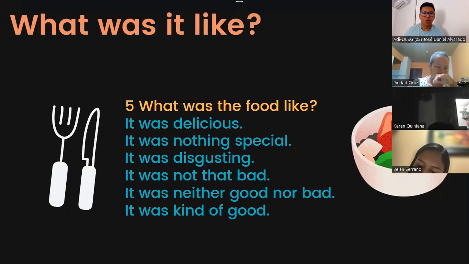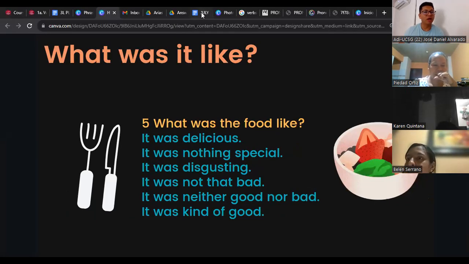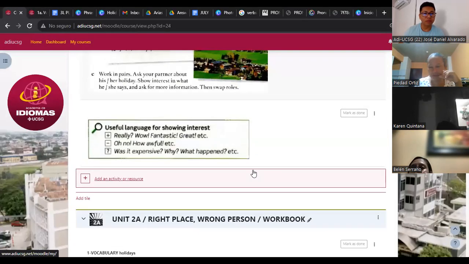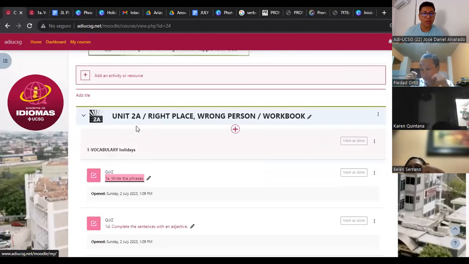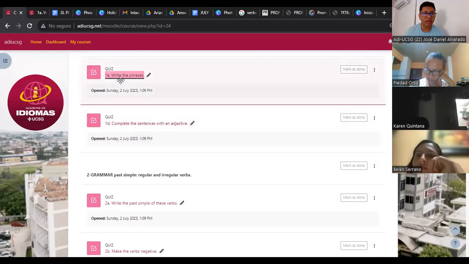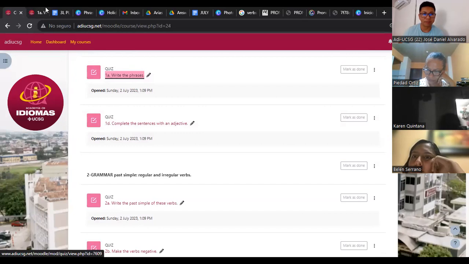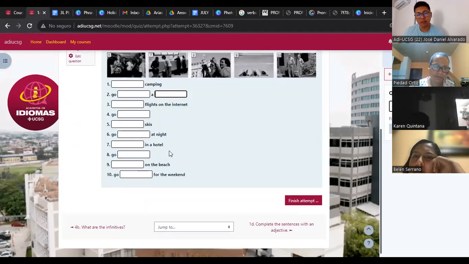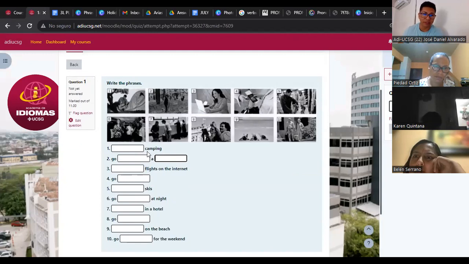Now we're going to work on Moodle. Now that we know all of these phrases, we're going to work on Moodle. Now, on the Moodle platform, we're going to work on Unit 2A workbook. Okay, you have the workbook in here. You have Unit 2A. You have question number 1 or quiz number 1. Write the phrases. Okay, we have these phrases in here. Ustedes tienen que ver las imágenes y completar con palabras. ¿Dónde encuentran las palabras? In the slides, en las diapositivas.